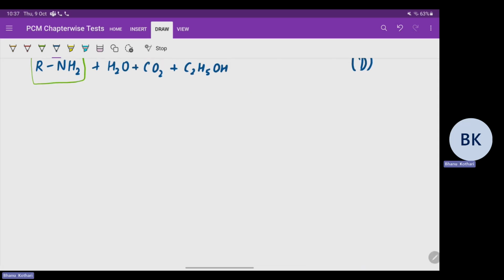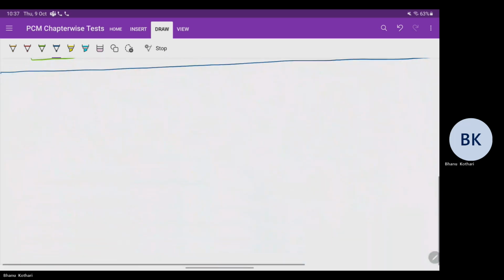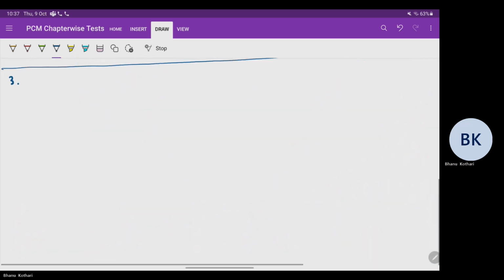Let's look at the next question. It is asking us, how can isopropylamine be made? Okay. So if you look at the first step, (CH3)2CHO.